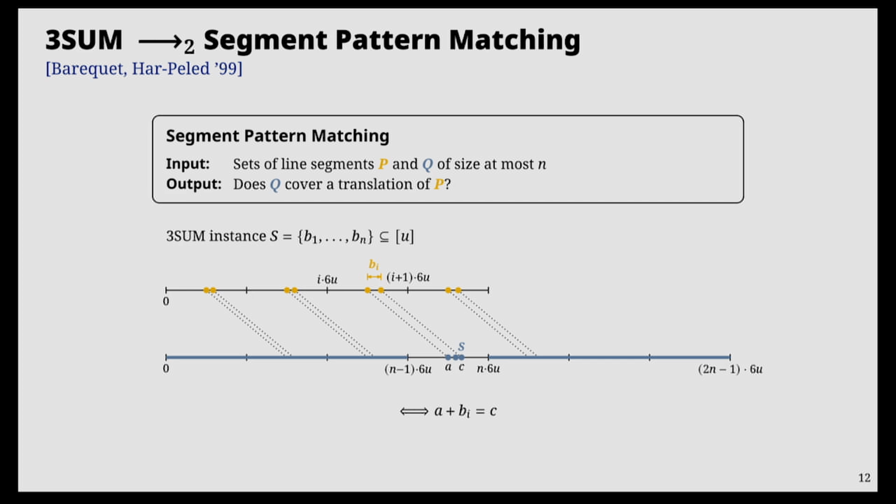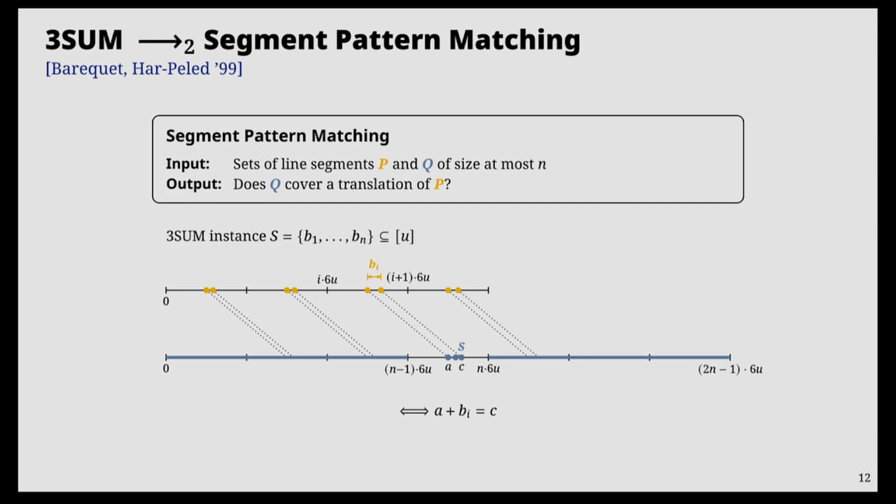For segment pattern matching, the line segments can have any angle. They could also have angles. So does the polygon always exist for these, the line segment from P? Because I don't see how you can always construct a polygon. Okay, you're basically asking the same question.